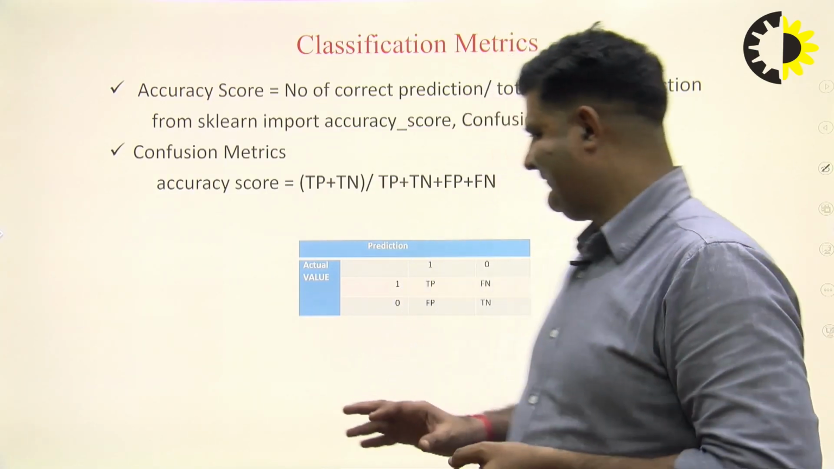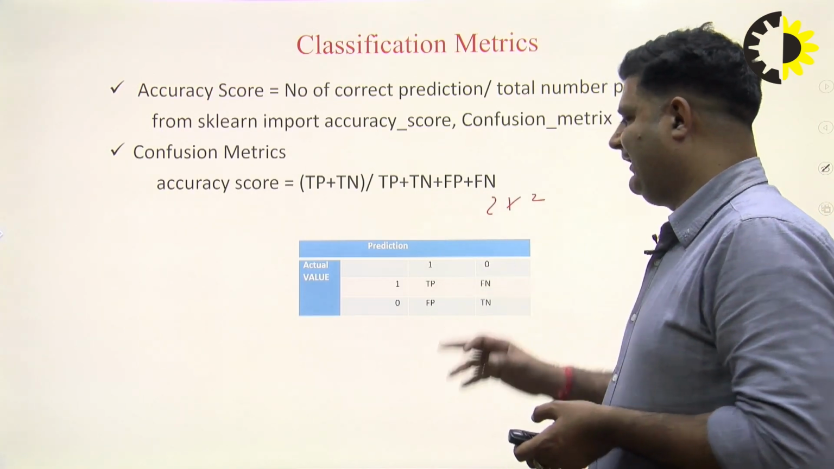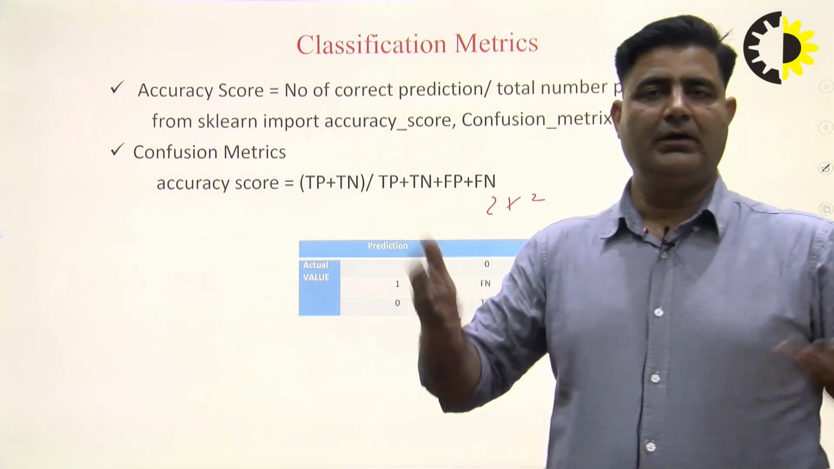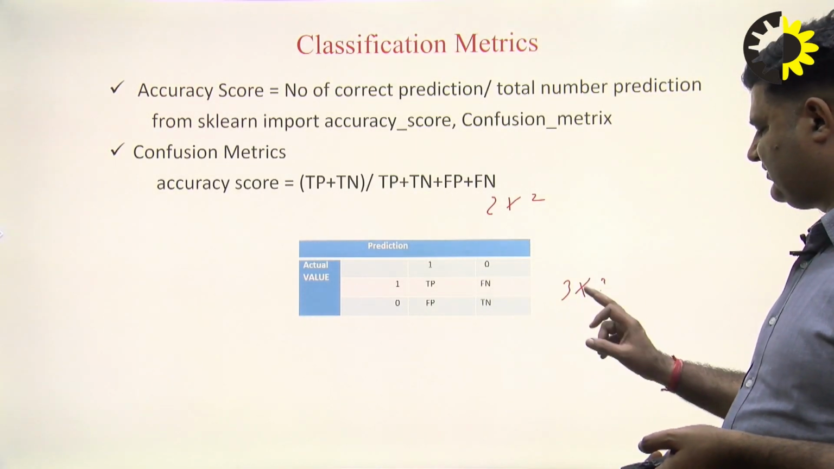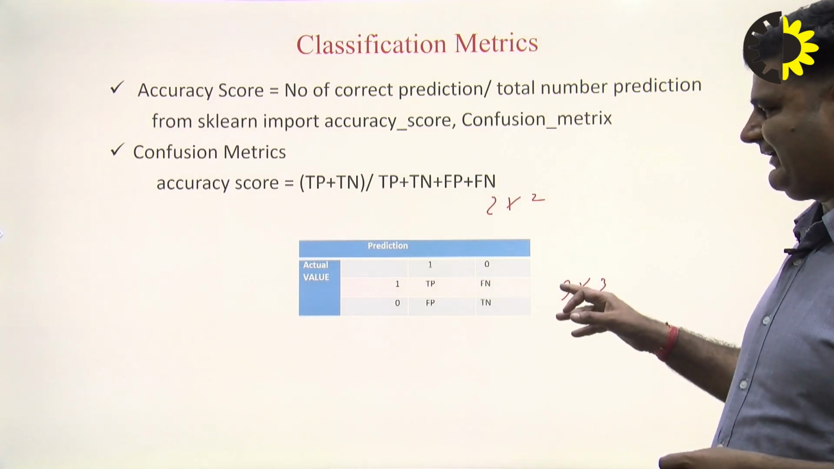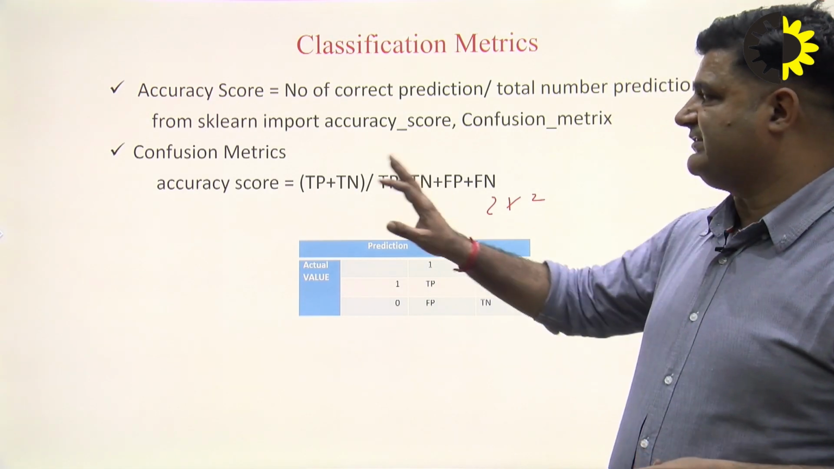The confusion matrix is, suppose we have a binary classifier, so we have a 2x2 matrix. If we have multi-class, suppose three output features, then we have a 3x3 matrix. Let's suppose binary, we have two classes, 1 and 0. So this is the confusion matrix.